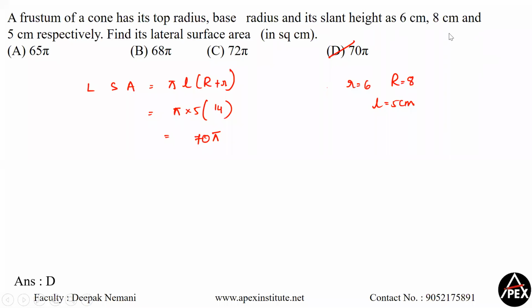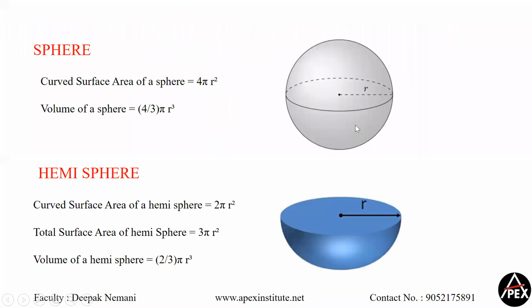Clear? Quick responses. Yeah, D should be the answer. It's not 65 pi, it's 70 pi. Yeah. Now coming to the last three-dimensional solid, the sphere.